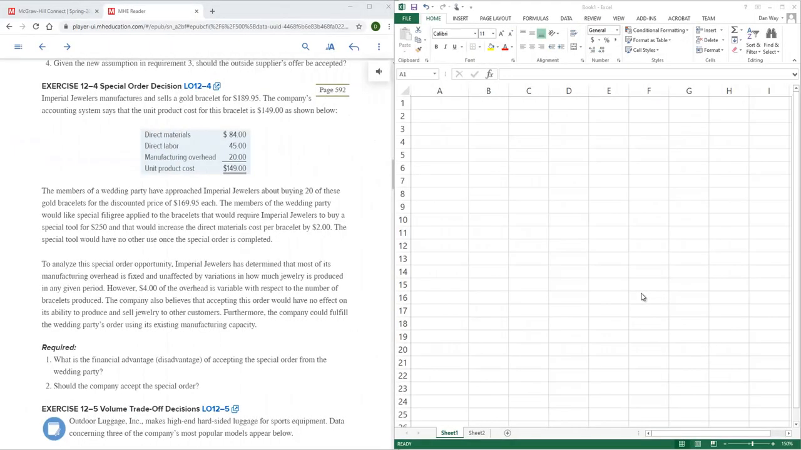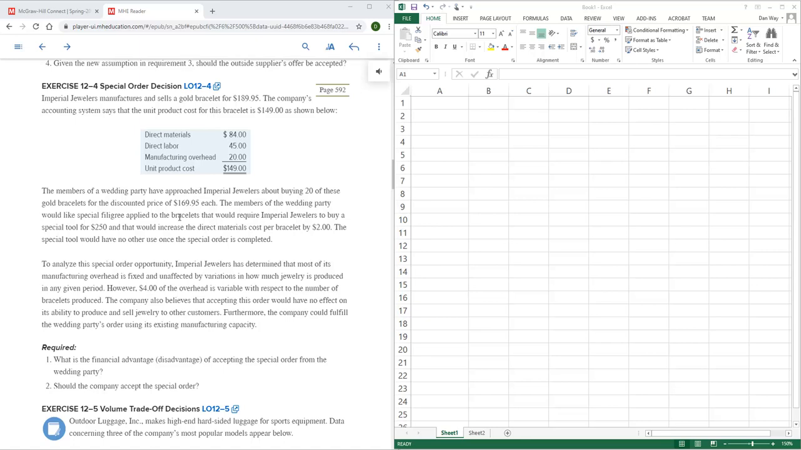All right, let's take a look at exercise 12-4, a special order decision. So the setup there said Imperial Jewelers makes and sells a gold bracelet for $189.95 normally. Their accounting system shows the unit product cost at $149, which they've derived here, direct materials of $84, labor $45, and overhead of $20. And then we're told the members of a wedding party have approached the jeweler to buy 20 of those at a discounted price of $169.95.